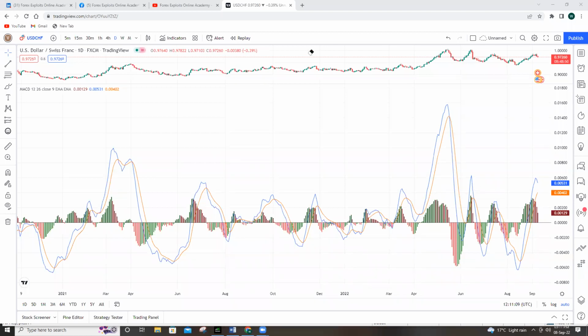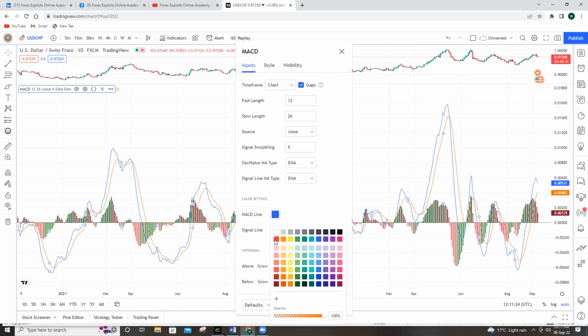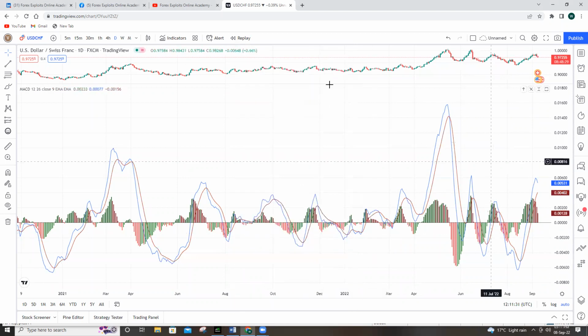If you're on TradingView, you just click on settings, then you can change your colors. For me, my MACD line is blue, while my signal line is orange. Let's change that to maybe a red, that will be more visible. So my MACD line now is the blue one. Component number 3, which is the signal line, will be my red one.